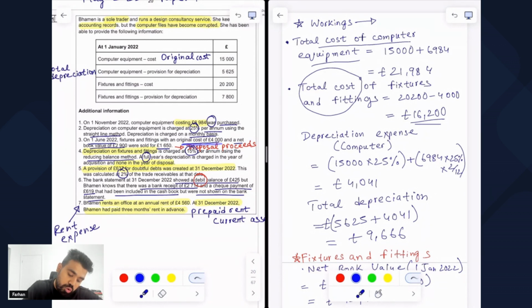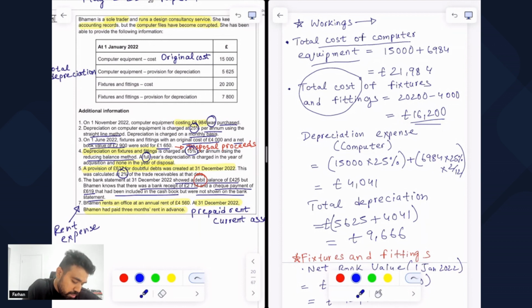So when it comes to the calculation of total cost of fixtures and fittings that are remaining in the books, you take the initial balance of £20,200 from 1 Jan 2022, and then we subtract £4,000 to reflect the disposal of the fixtures and fittings, which were originally purchased for £4,000. Once we do that, we're left with £16,200 as the total cost of fixtures and fittings remaining in the books.